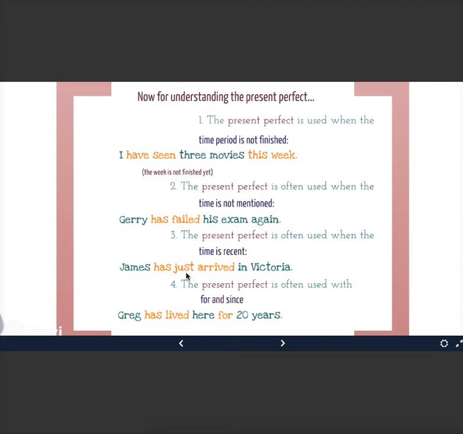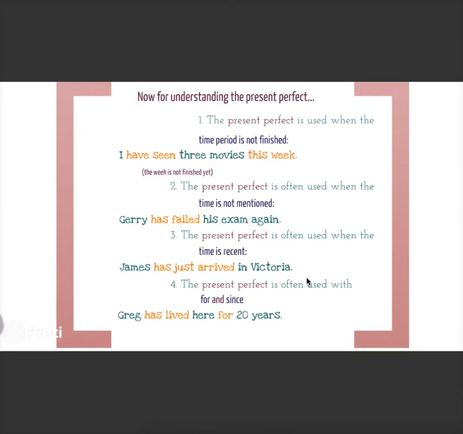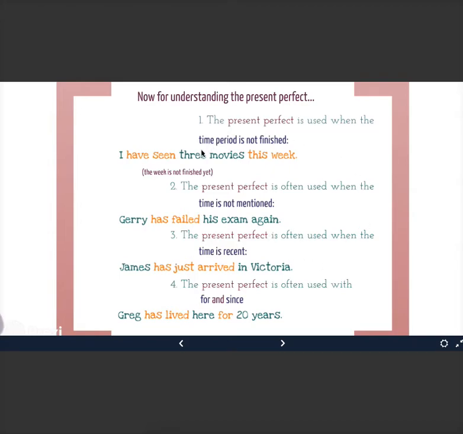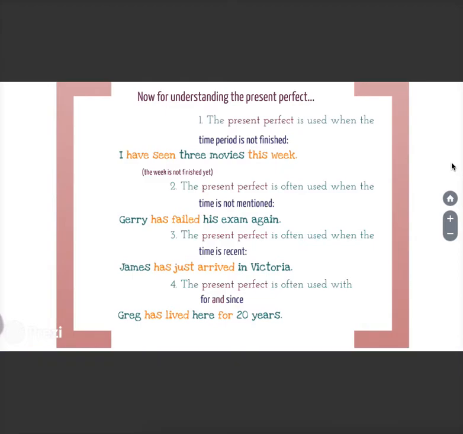Keep in mind this. And for and since. With for and with since. Greg has lived here for 20 years. I have studied here for 5 years. I have learned English since I was a baby. I don't know, something like that. Can you see? Questions about the moments where you use present perfect, guys?